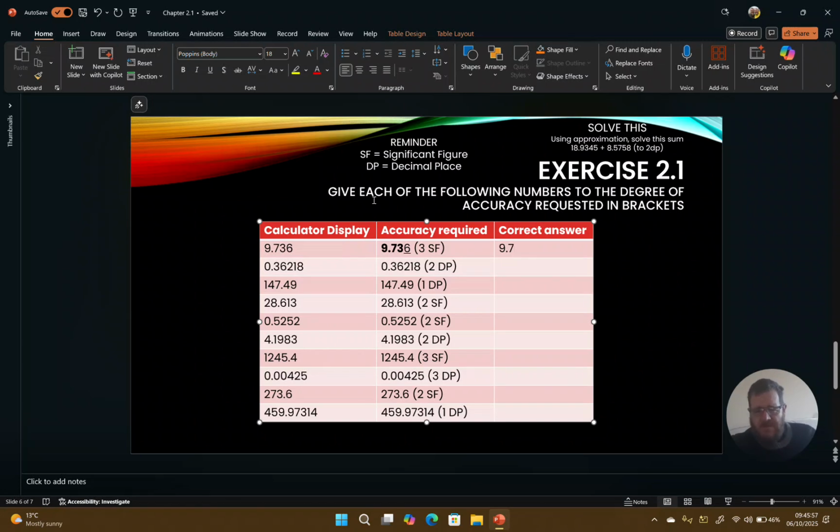So we then pay special attention to the 3. But since the 6 is greater than 5, we round that up to the next significant figure. So your 3 then becomes 4. The next one we're going to look at is 0.36218.